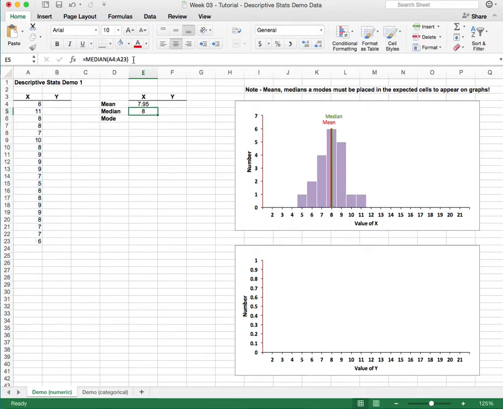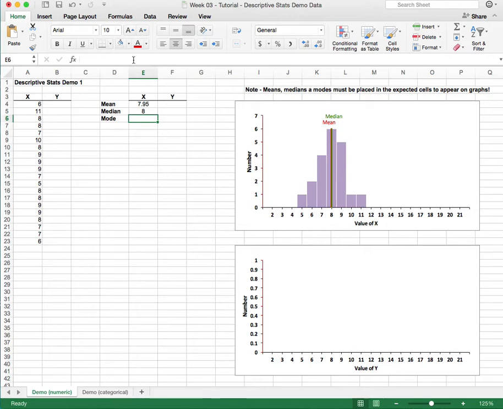Just to make things a little bit simpler, I'm going to come up here and select the parentheses and the range. I'm just going to copy that so that when I write these later formulas, I can just paste that in as the range. Okay, and we see that is 8.